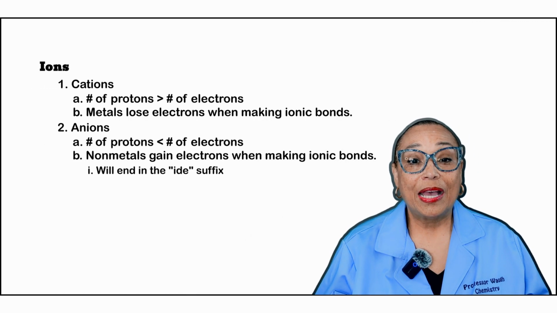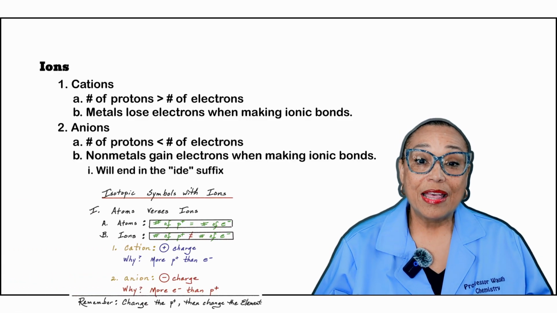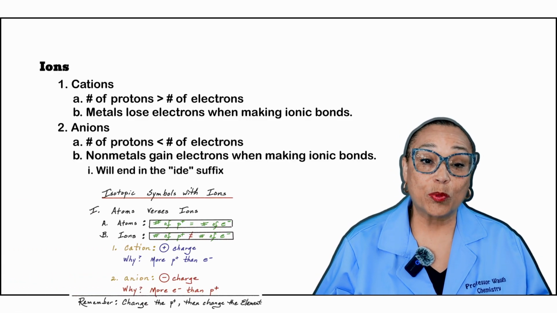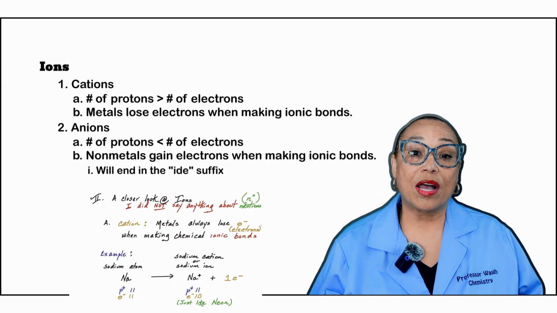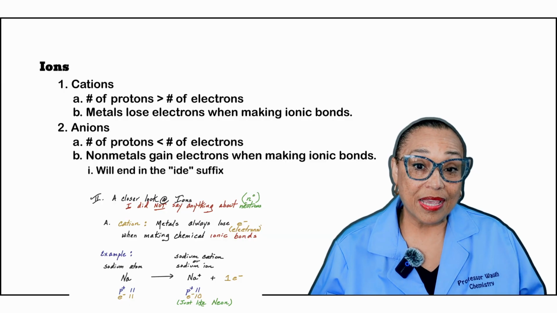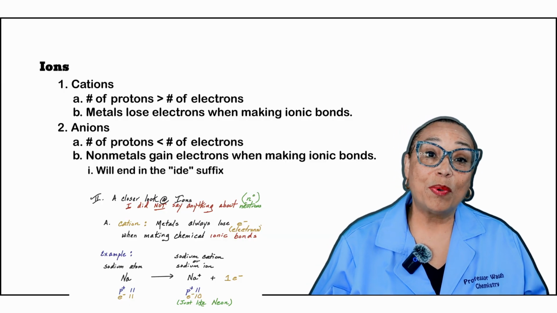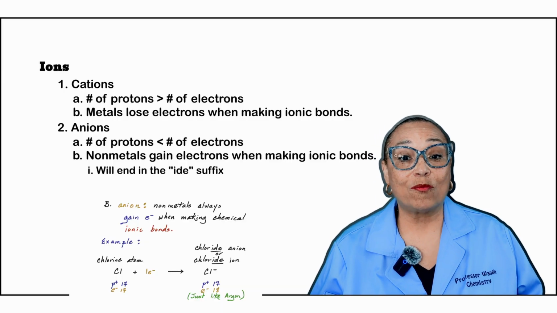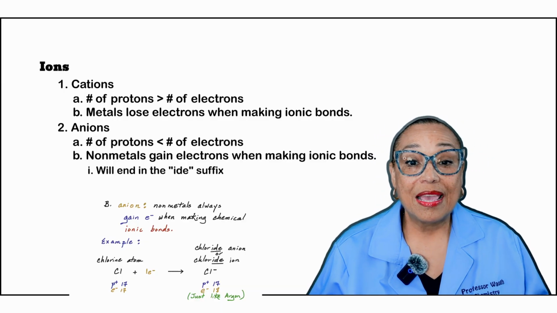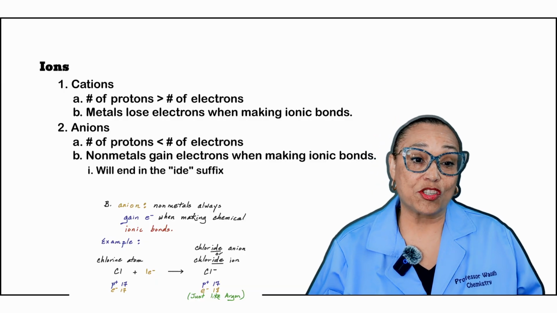To recap, ions are atoms that have an unequal number of protons and electrons. Cations are ions that have more protons and thus have a positive charge, while anions are ions that have more electrons and will have a negative charge.